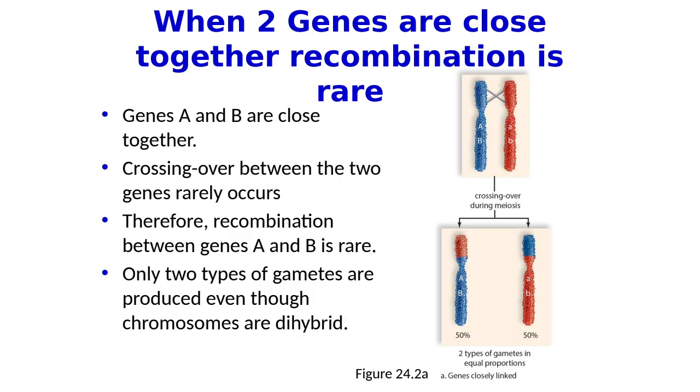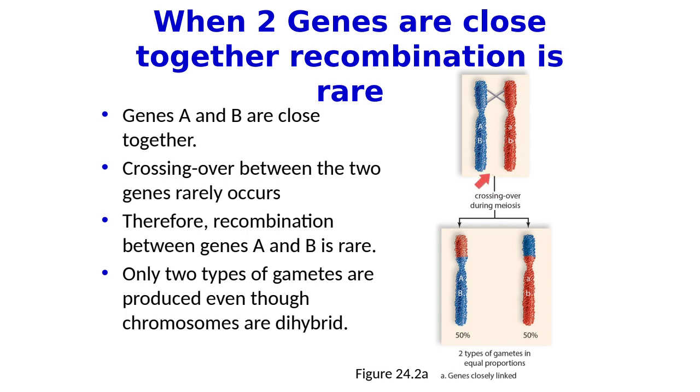This slide illustrates the idea that when two genes are close together, recombination is rare. So we have genes A and B. As you can see here, A and B are close together. For example, we have big A and big B on this chromosome that comes from the father. That's why it's blue. Here, this chromosome that comes from the mother has a small a and a small b.